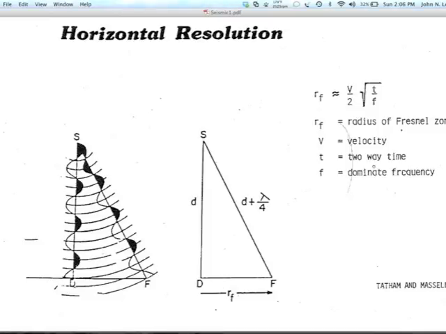In any report or in any analysis of seismic data that you give me, one of the first things I'm going to ask you to show me is what are the vertical and horizontal resolutions. And so that's the end of reflection lecture number two. And we'll go on later with reflection processing and reflection interpretation.